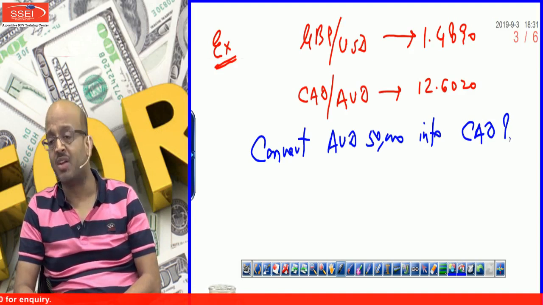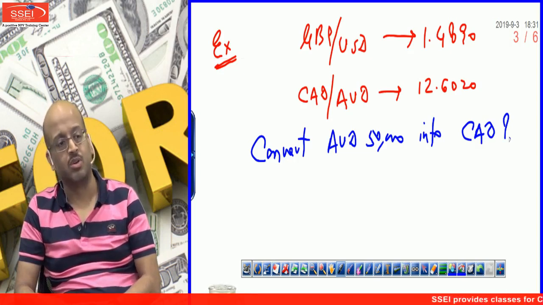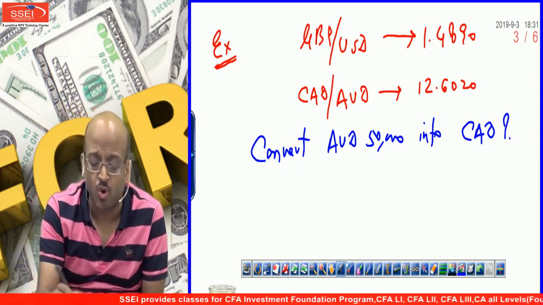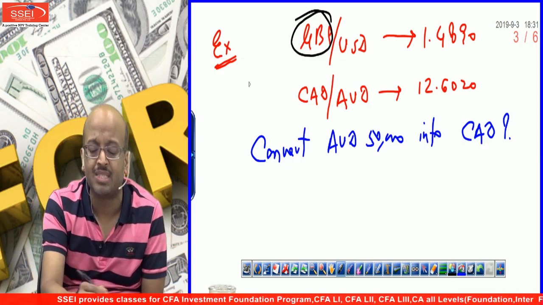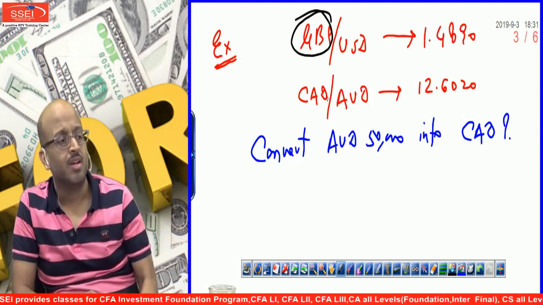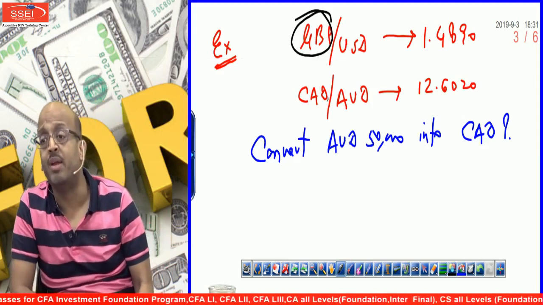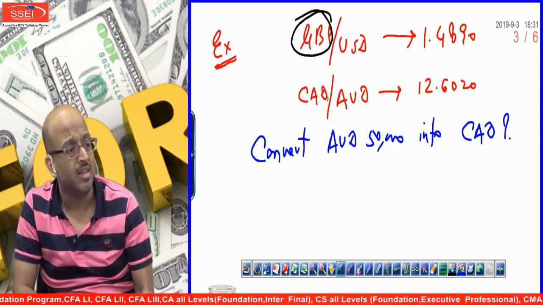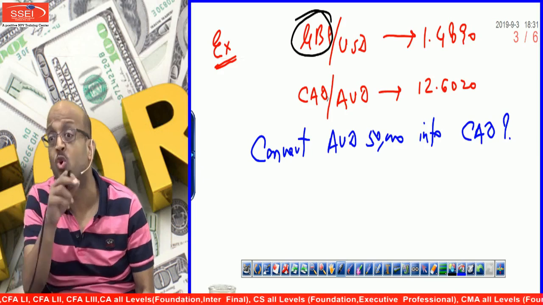If the amount which is given, 50,000, is given in AUD, so if AUD is the base currency, the answer should be into 12.6020. But if CAD is the base currency, the answer should be divide by 12.6020. What? Divide. The answer is divide. Why? Because from the first quotation, we understood GBP is the base currency. Because GBP per dollar, the rate was 1.46. 1.46 has to be the price of what? GBP. So GBP is the base currency, which means there is googly.